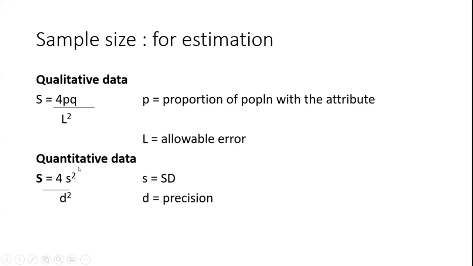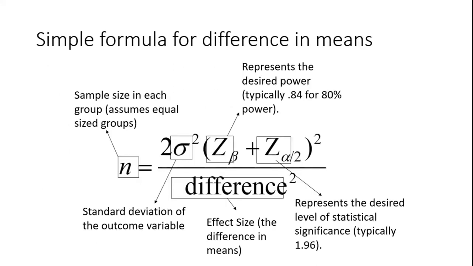For quantitative data, let us say hemoglobin, standard deviation is 2. So I use 2, and allowable difference in the mean is, let us say, 1. So I use this. So since these formulas are very complicated, I will show you certain simpler formulas which you can see and forget. Okay.